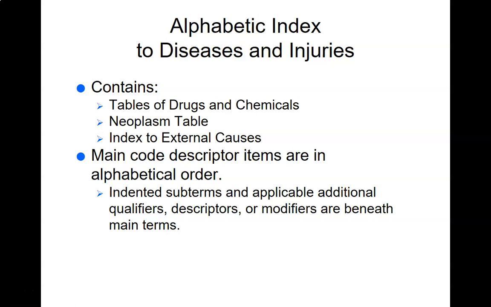The Alphabetical Index to Diseases and Injuries. It contains the table of drugs and chemicals, the neoplasm table, and the index to external causes. The main code descriptor items are in alphabetical order. Indented are the subterms, and applicable additional qualifiers, descriptors, or modifiers are beneath the main terms.